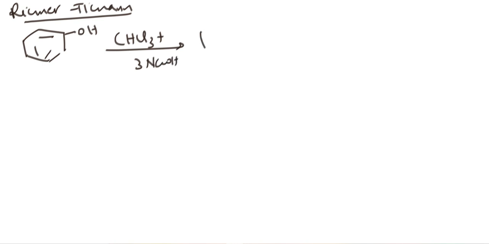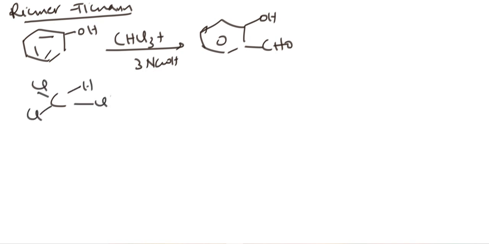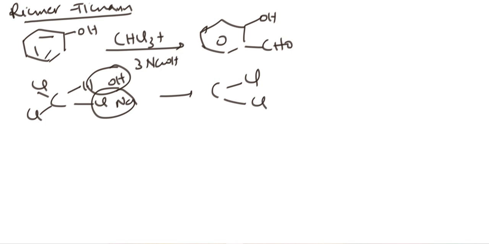One of the famous, important reactions. This is phenol, CHCl3 plus 3NaOH, and it forms salicylaldehyde. Okay, and first of all, CHCl3 is there. This CHCl3 is treated with NaOH first, water is eliminated, NaCl is eliminated. Then you are going to get dichlorocarbene, the most important reaction intermediate in the Riemer-Tiemann reaction.